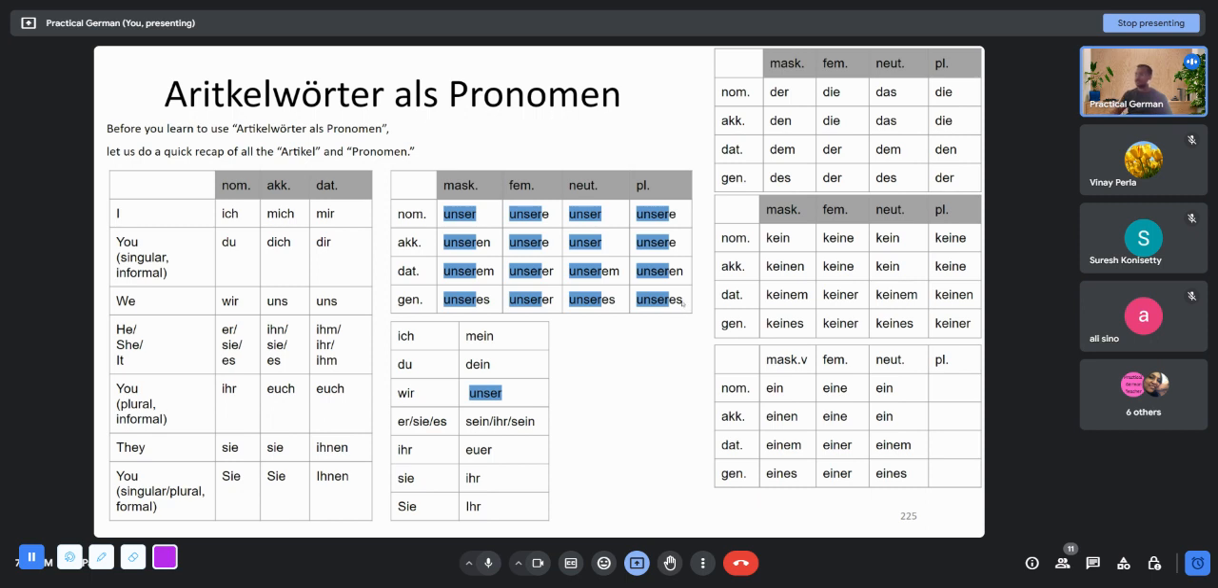Feminine and plural, the sound of S. Sorry, this is a mistake. It should be -er over here, okay? It should be -er over here. So unserer and unserer for genitive case.